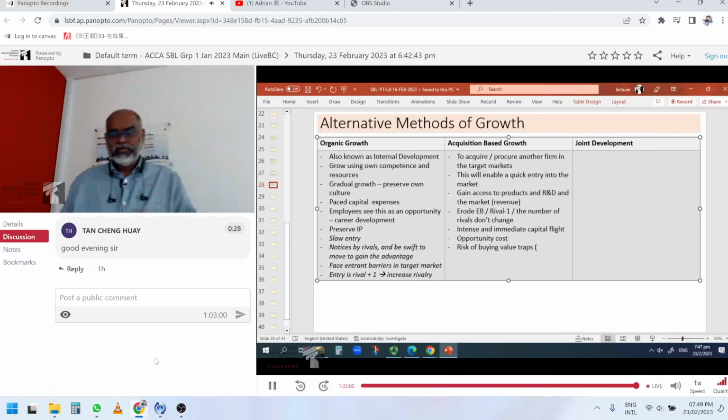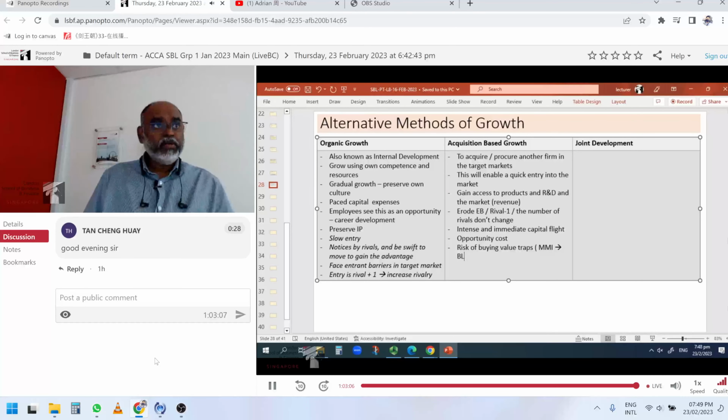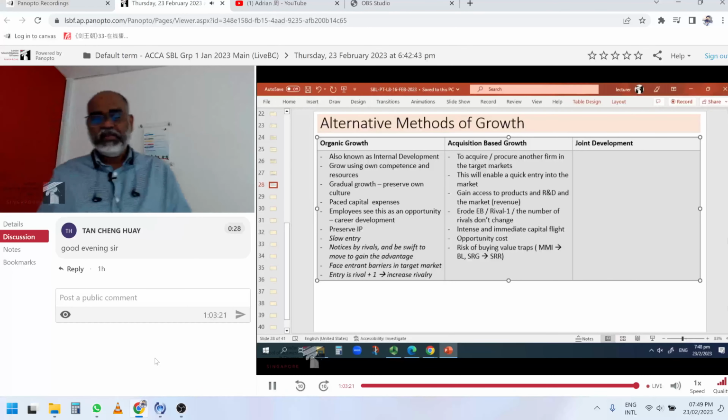Okay, just to remind you what is value traps. When MMI bought Boatland, remember the story? If we don't remember that story, then Stewart Rome Group acquiring SRR. Remember all these business units, they were not very good, isn't it? Right or not? So you bought it because of poor due diligence and things like that.